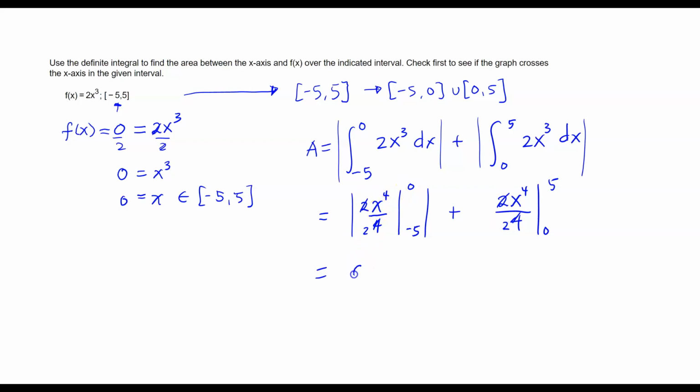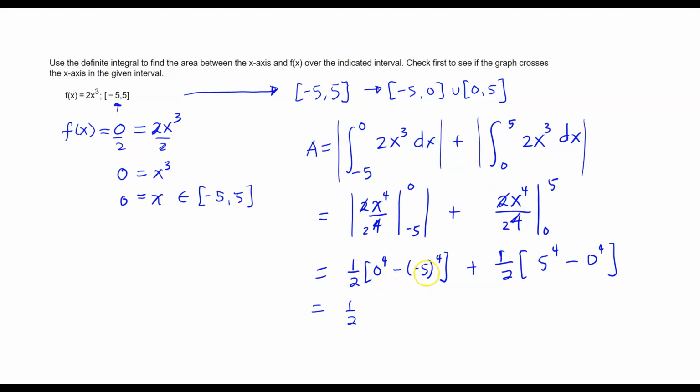So now you have 0 to the 4th minus, so you put the 1/2 here, 1/2, 0, so there's 1/2, and then 0 to the 4th minus negative 5 to the 4th, and then plus 1/2, 5 to the 4th minus 0 to the 4th. So you have 1/2.